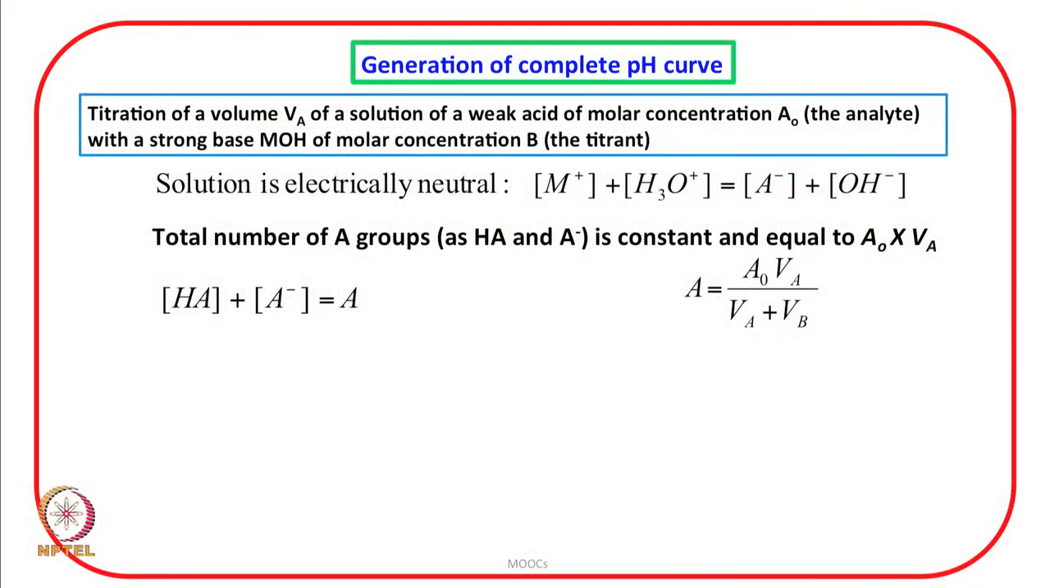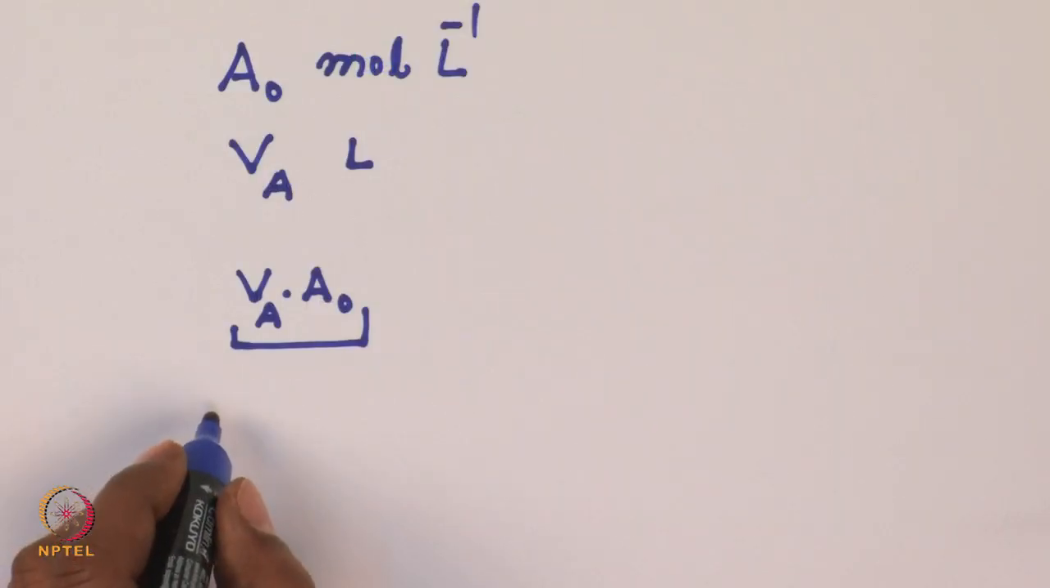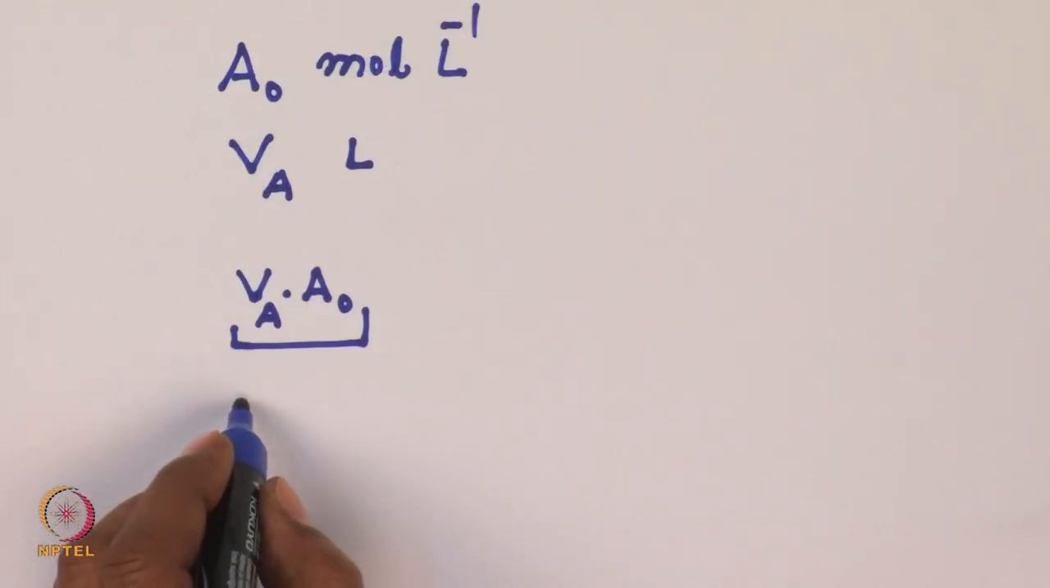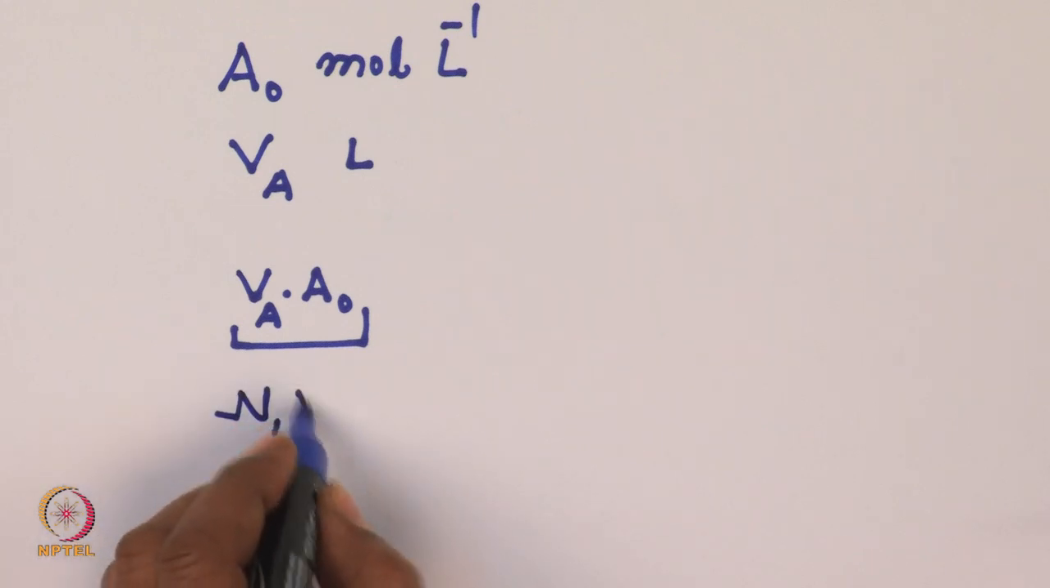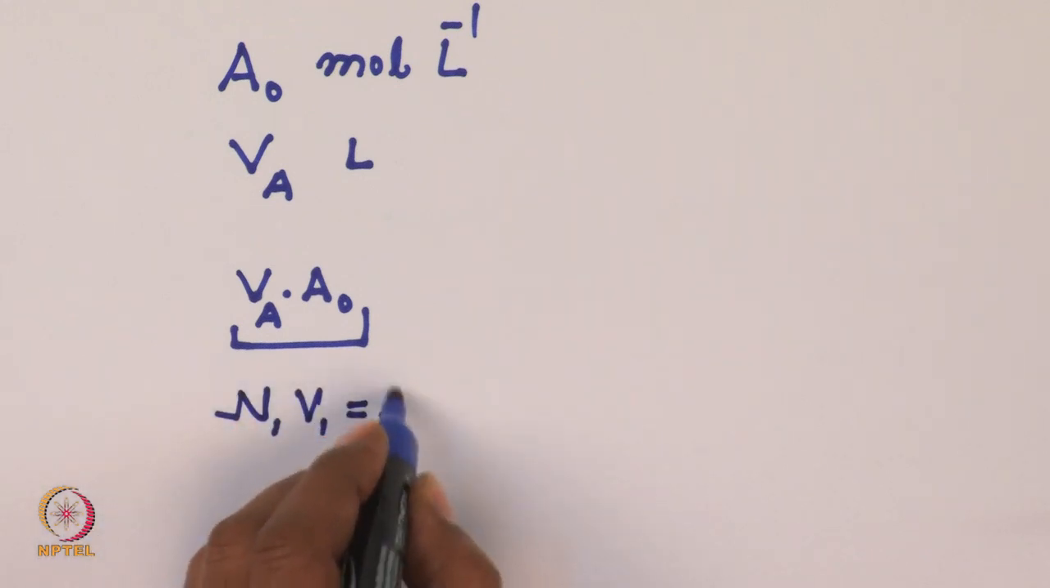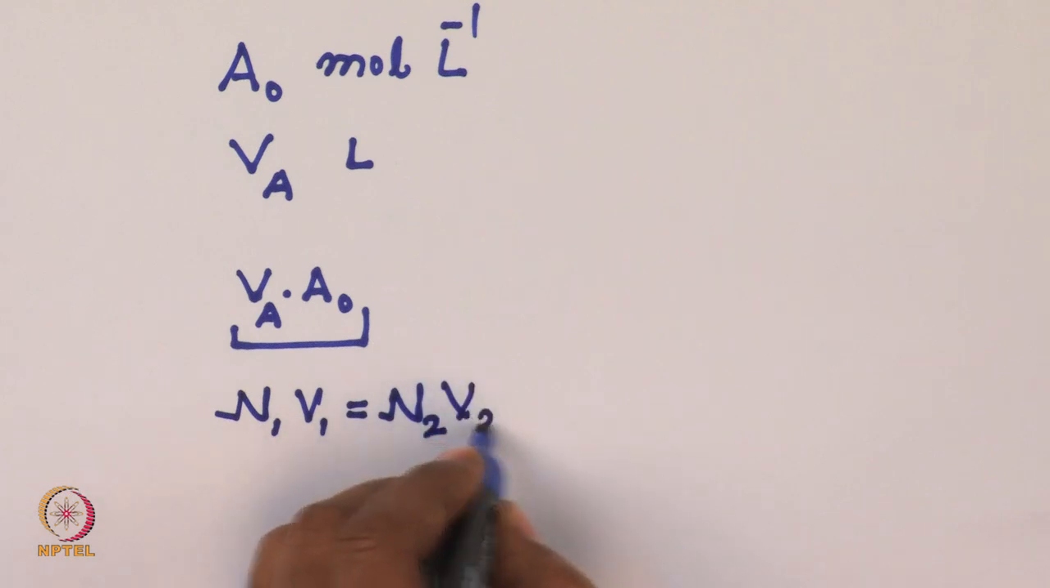The amount of A modified when you add A to B is equal to A0 into Va divided by Va plus Vb. How do you get that? You can get it by using, if you remember, this kind of equation, N1 V1 is equal to N2 V2. This must apply.